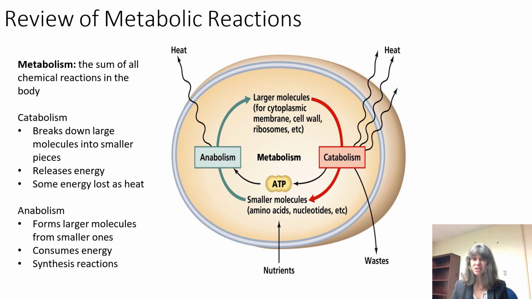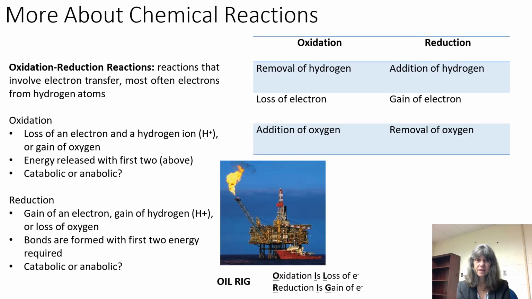There are also exchange reactions that aren't listed on this particular slide, but remember that an exchange reaction is going to involve catabolism first, to break apart molecules, and then anabolism to put them together in a different order. There are other chemical reactions that are known as oxidation-reduction reactions, and these are reactions that involve the transfer of electrons, most often electrons from hydrogen atoms.